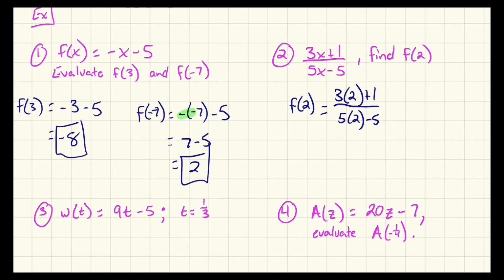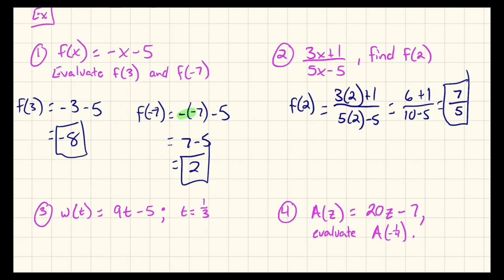Now, when we solve these, let's simplify the numerator, right? Which is 3 times 2, which is 6, plus 1. We can simplify the denominator. 5 times 2 is 10, minus 5. Keep going. 6 plus 1 on top is 7. 10 minus 5 on the bottom is 5. And our answer is 7/5. Just because there are multiple x's doesn't mean we do anything crazy.